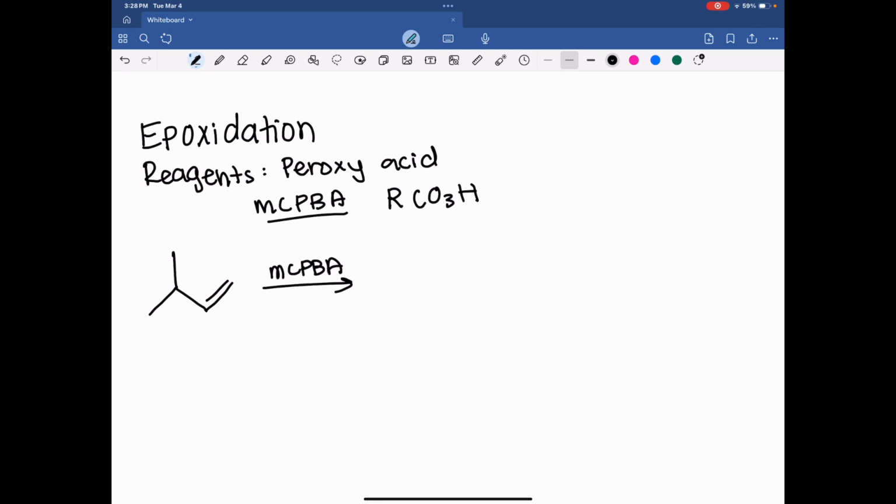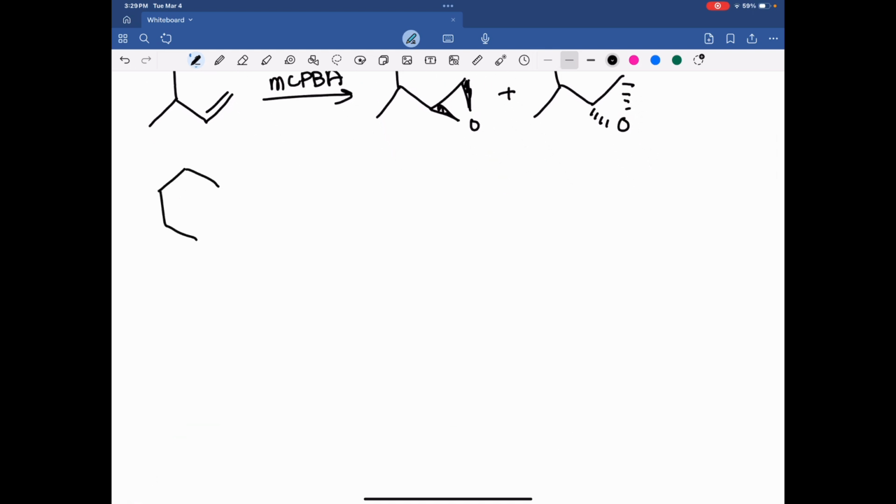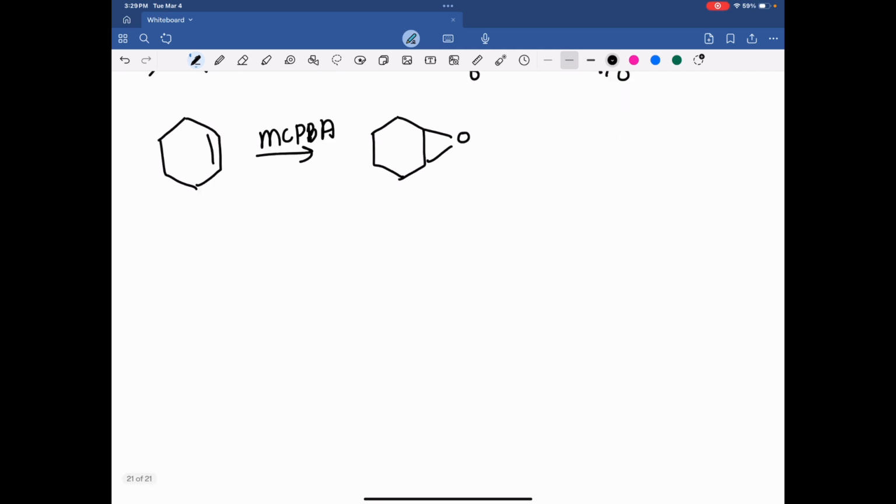So all I'm going to do for this one, super simple. I'm just going to add an epoxide ring where my double bond was. I could even put it this way if I really wanted. That looks a little better. And these are going to be on the same side. Oops. Okay. So I'd get this and this. Do that for the ring. Easy enough, hopefully.